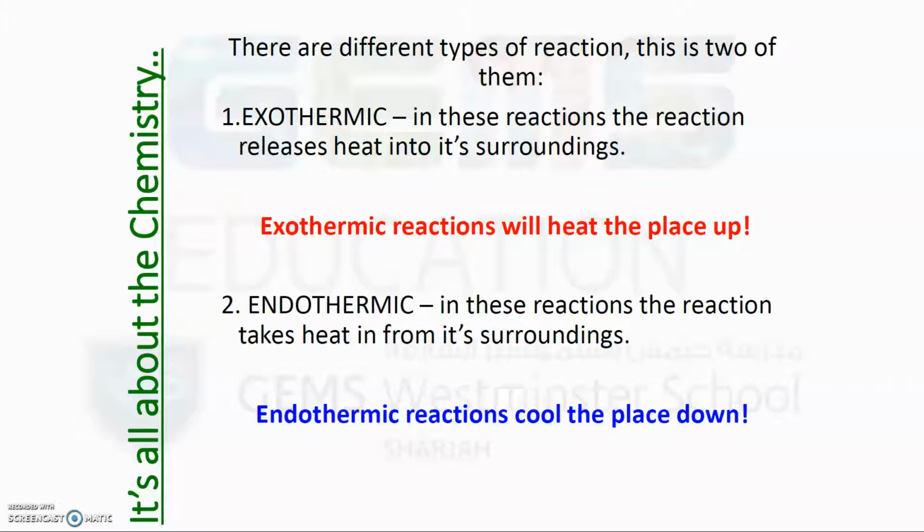That's what exothermic does. But on the other hand, in endothermic reactions, the reaction takes heat in from the surroundings. So endothermic will absorb heat. It will take in heat. This will result in the cooling down of the place, so the place temperature will decrease.